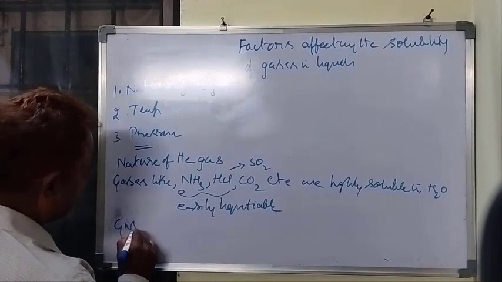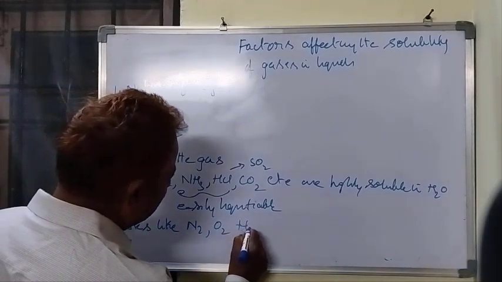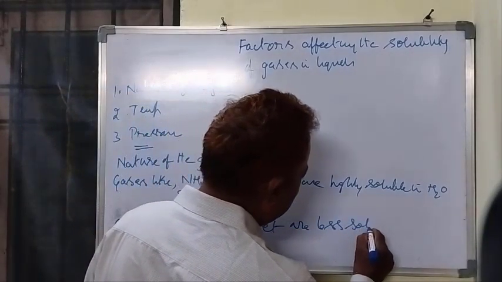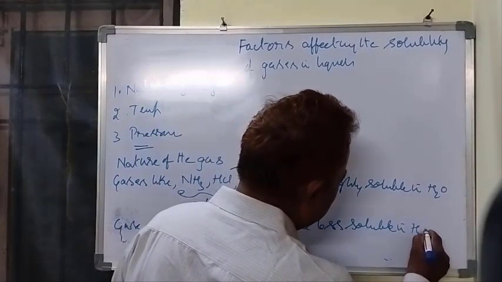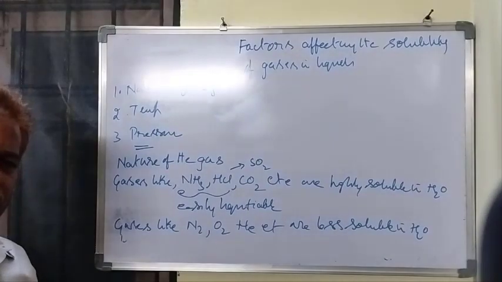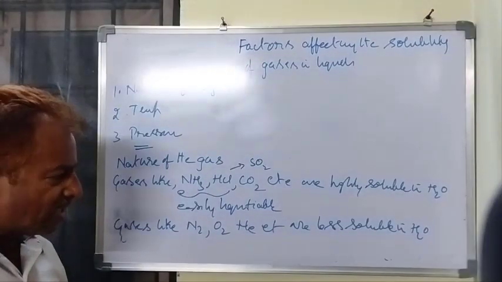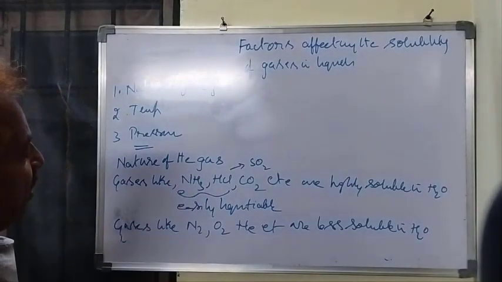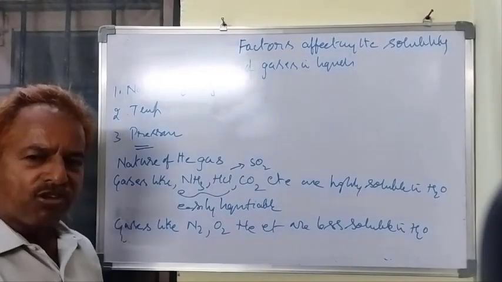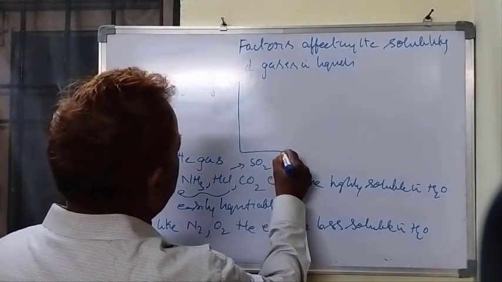Whereas gases like N2, O2, helium, etc., are less soluble in water. These gases have very, very low boiling points. So the gases with very low boiling point are soluble to very less extent in water, whereas gases with high boiling points like ammonia, HCl, etc., are highly soluble in water. So this is the nature of the solute, or nature of the gas.